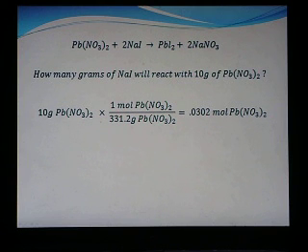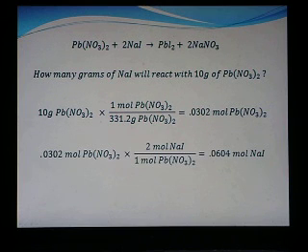The chemical reaction shows that 2 moles of NaI are consumed for every 1 mole of PbNO3. So we'll just use a ratio to show this. 0.0302 moles of PbNO3 times 2 moles of NaI over 1 mole of PbNO3 gives us 0.0604 moles of NaI.